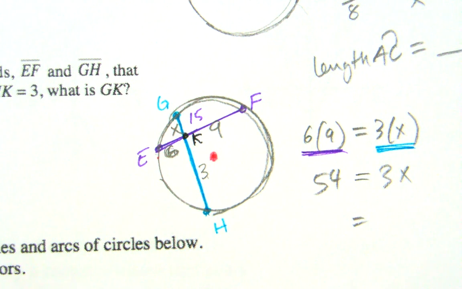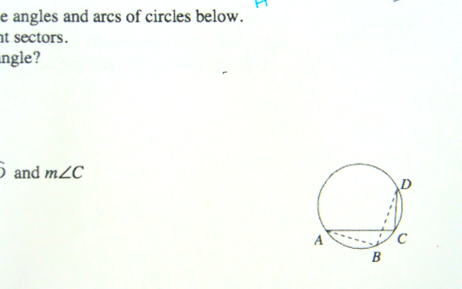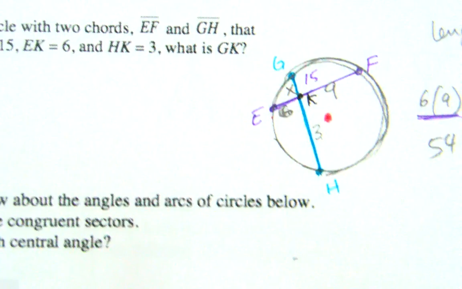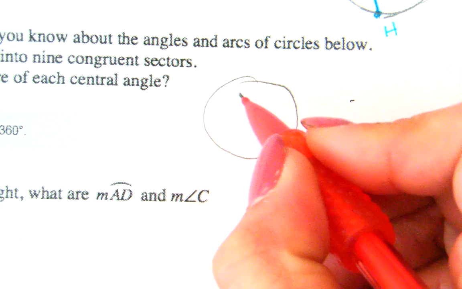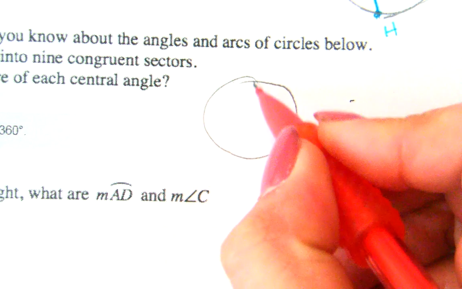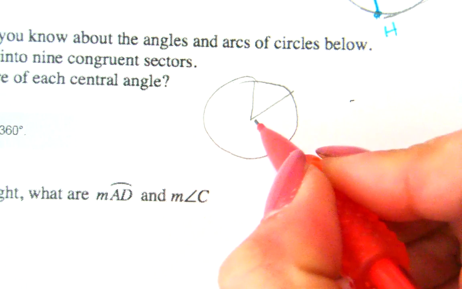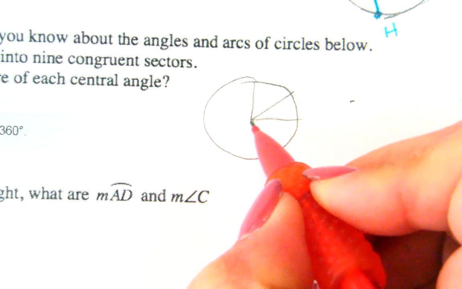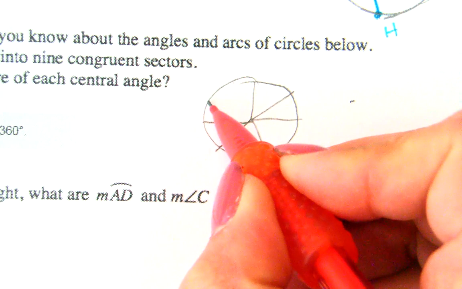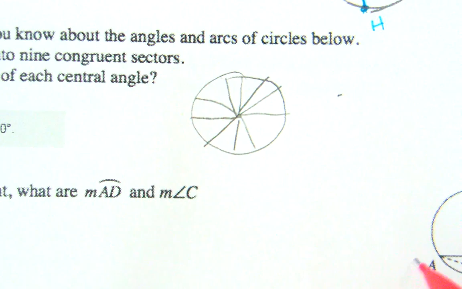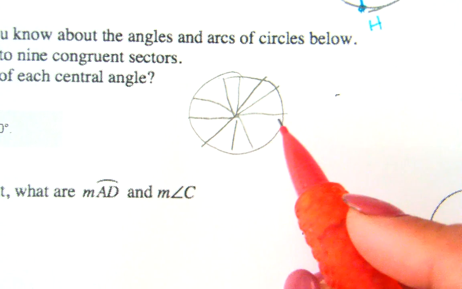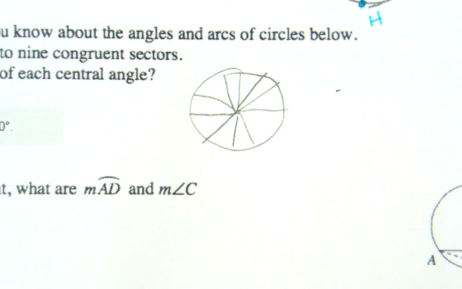All right, and then the last one, 97. Review what you know about the angles and arcs of the circles below. A circle is divided into 9 congruent sectors. What's the measure of each central angle? Well, you have a circle, and it's divided into 9 equal sections. So here's 1 sector, 2, 3, 4, 5, 6, 7, 8, 9. They're not equal, but you get the point. So what's the measure of each central angle? You should be able to answer that.